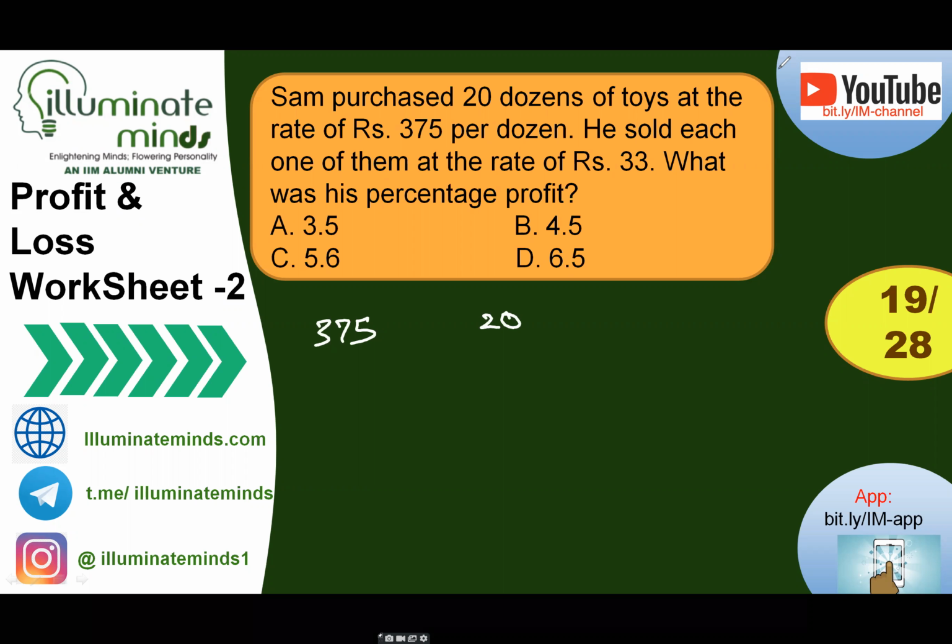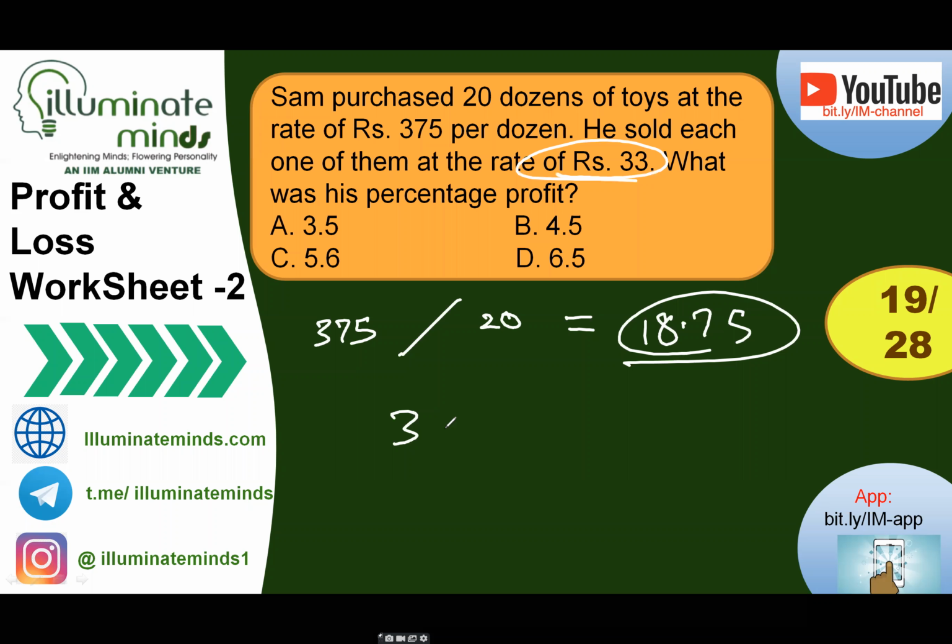So 20 dozens. His cost price is how much? 375 by 20 will be equal to how much? Divided by 5, each one of them, or divided by 2, that will be 18.75. And he sold each one of them at the rate of rupees 33.